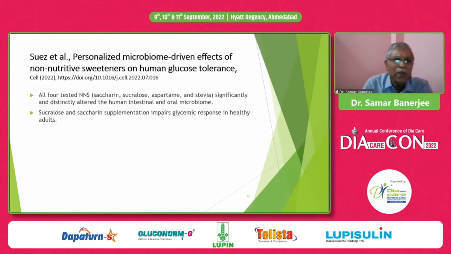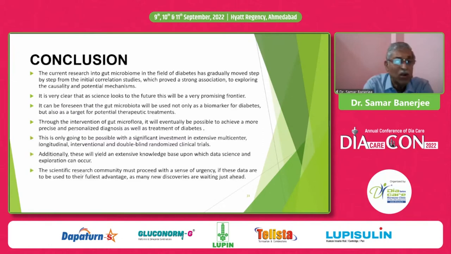Personalized microbiome-driven effects of non-nutritive sweeteners on human glucose tolerance. These non-nutritive sweeteners are all affecting the microbiota. When used in excess, they alter glucose metabolism. All four tested sweeteners, saccharin, sucralose, aspartame, and stevia, significantly and distinctly altered the human intestinal and oral microbiome. But sucralose and saccharin supplementation impairs glycemic response in healthy adults and adversely affects blood sugar control.